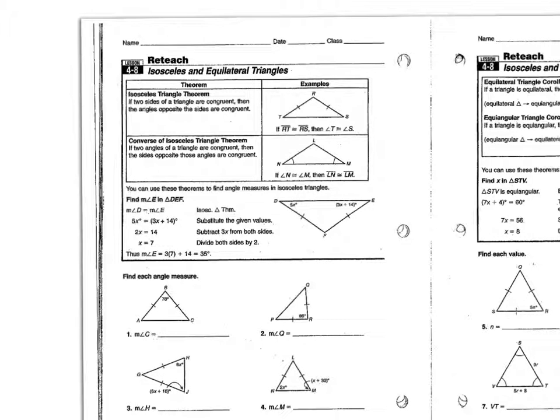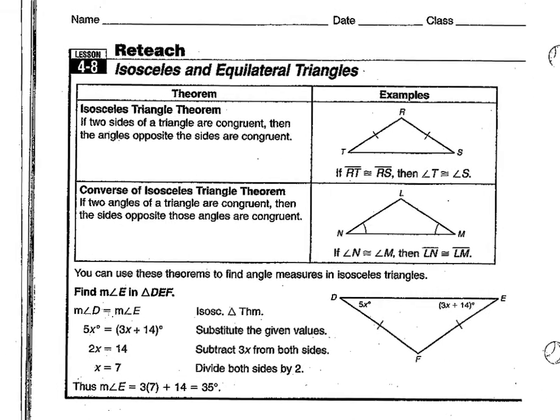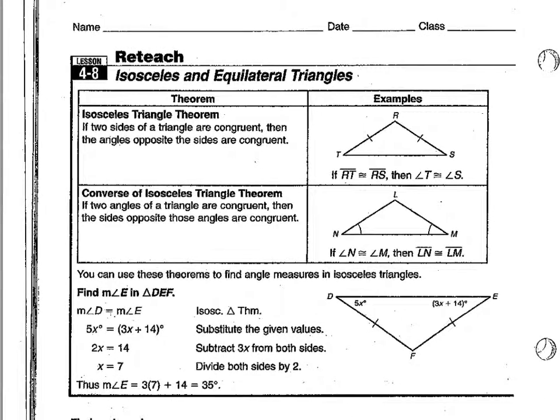In section 4.8, we have isosceles and equilateral triangles. And as you already know, an isosceles triangle is a triangle that has at least two congruent sides. Can an equilateral be an isosceles? And the answer is yes. Okay, so there's a theorem for isosceles triangles.